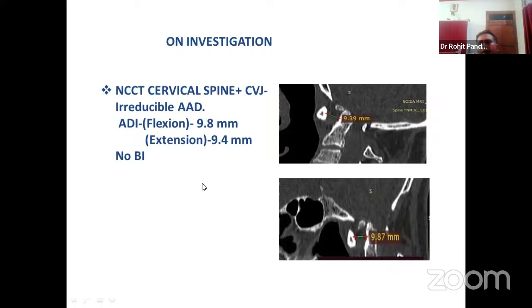My way of going is that I always do dynamic NCCT flexion-extension, to look at the atlantodental interval: how much it is in flexion, and how much in extension. Here we can see the ADI in flexion was 9.87 mm, and in extension it was 9.4 mm. So it was like an irreducible AD, but I have noticed that the so-called irreducible AD on imaging can, most of the time, be reduced after joint manipulation.